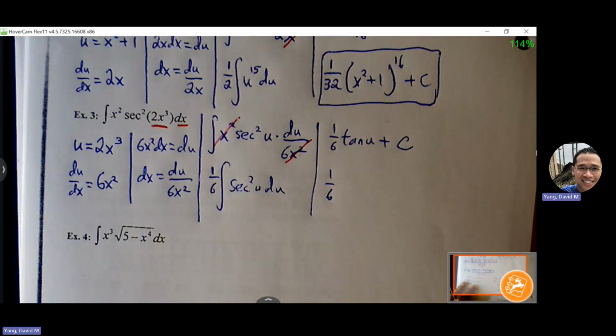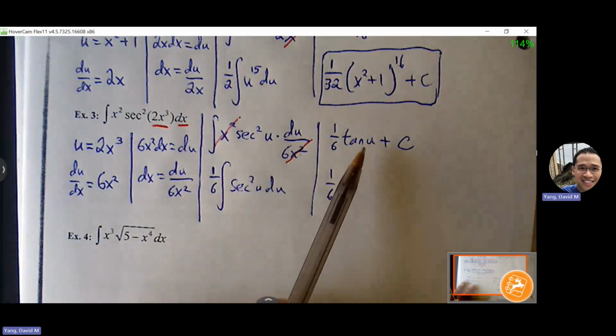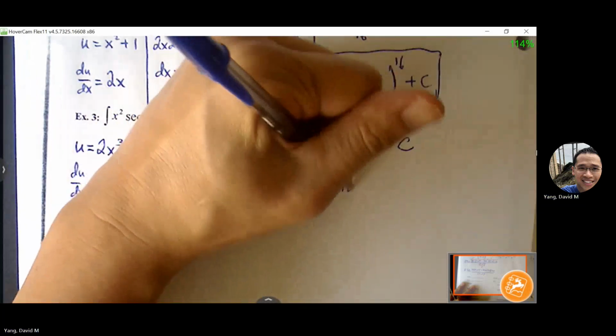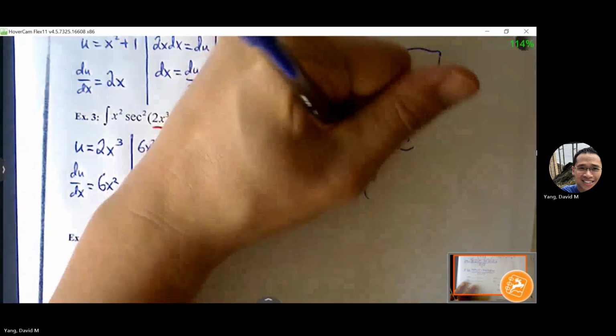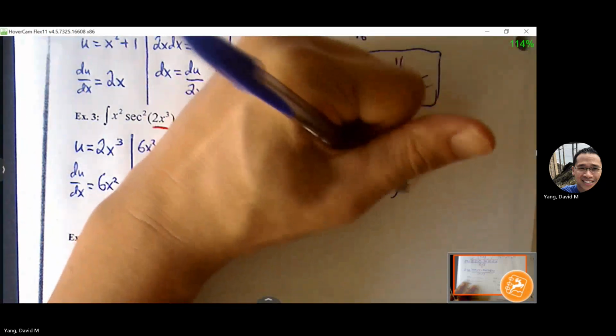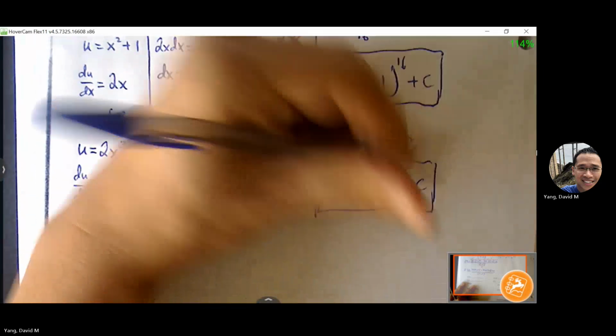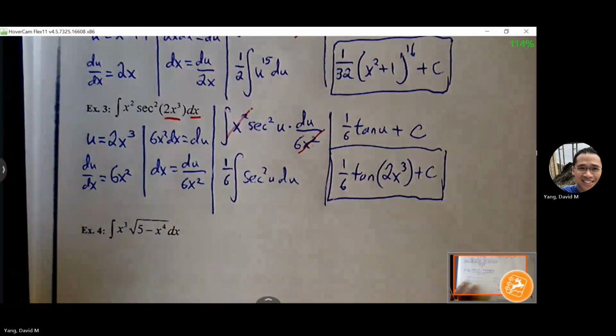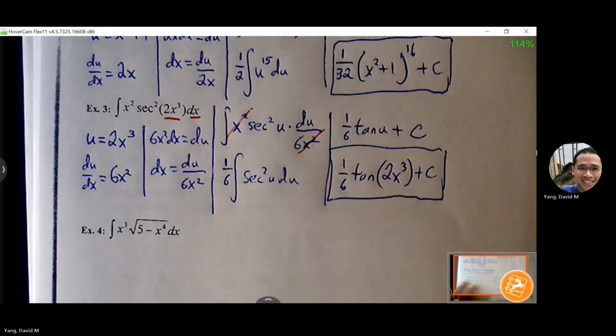I see some students forget to put the x back. That's a minor issue. You're still getting majority of the credit points, but make sure you bring your u back in terms of x at the end. Okay, questions so far?